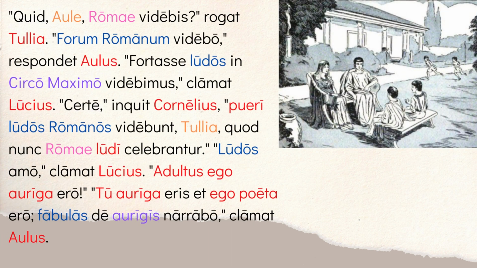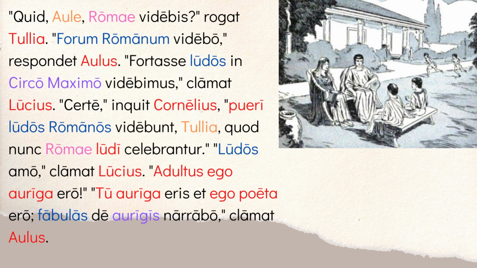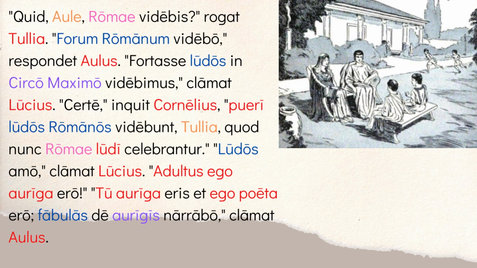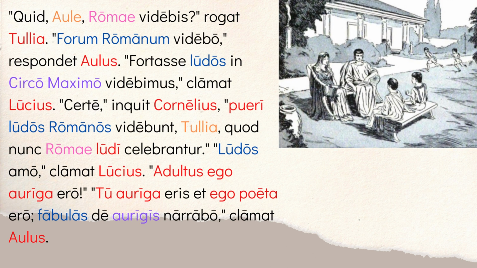Then we go to the next part, and you have quid, Aule, Romae videbis, rogat Tullia. So Aule is vocative, she's talking to him. She says, what, Aulus, will you see? Videbis, right? Future tense, the bi makes it future, and the s means you. So what will you see in Rome? Romae is locative. It means in the city of Rome, right? Remember, locative, when you're dealing with names of cities, in first declension anyway, it can look like a genitive ending with that ae. It just means in Rome.